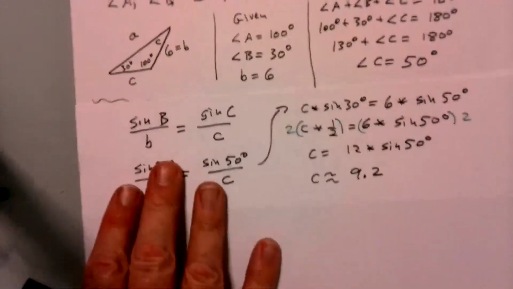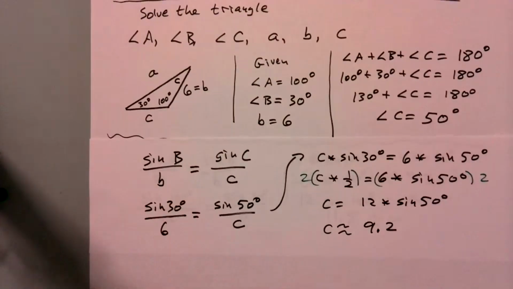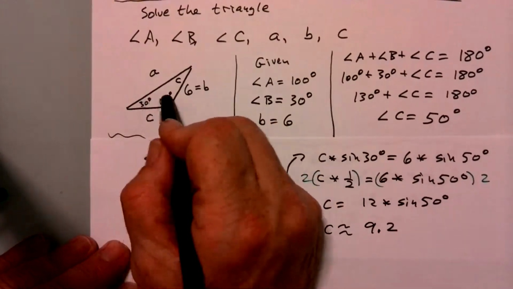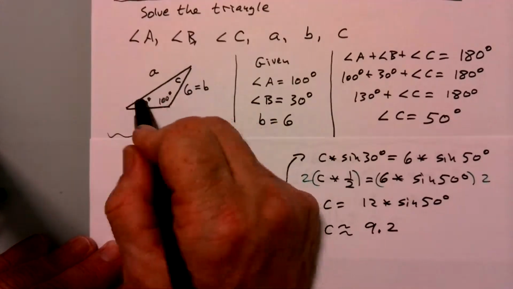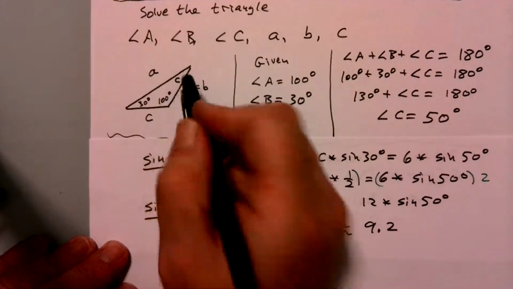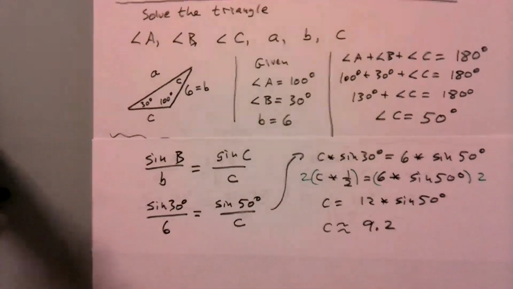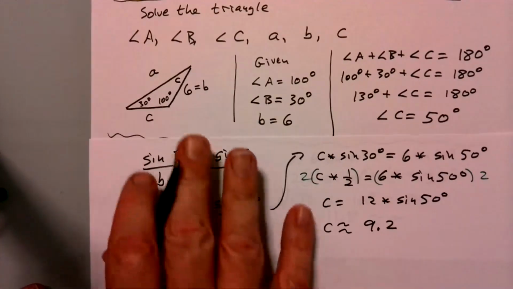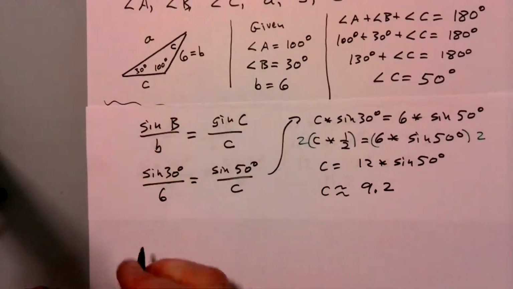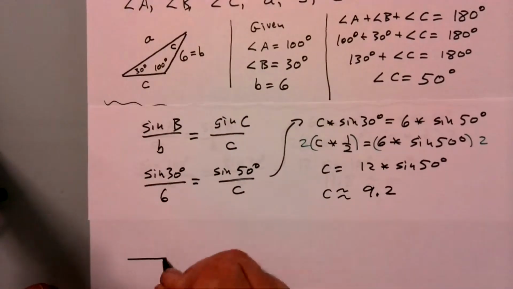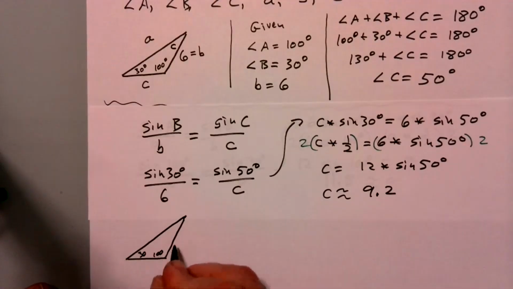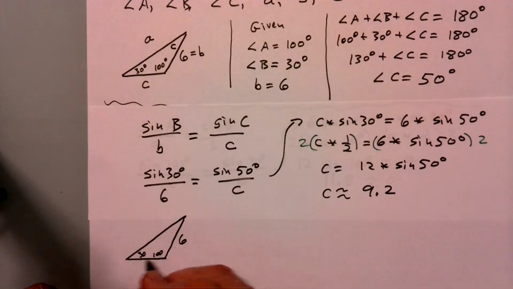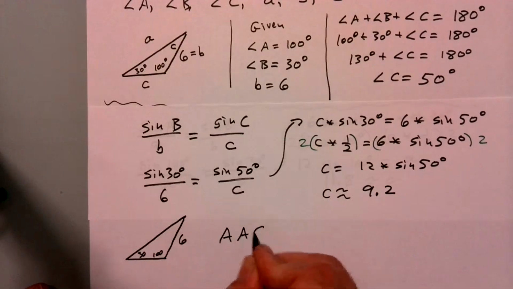So here we go. I have 2 angles, and I have a side that is not in between those 2. So if we're going to classify that, with those 2 angles and a non-included side, again, this is 30, this is 100, and this is 6. Angle, angle, side is what we have here.